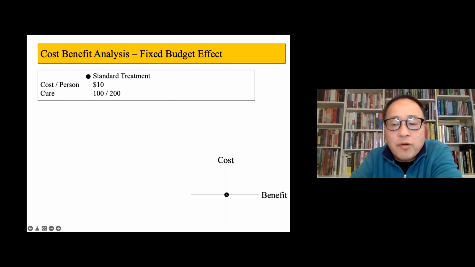And so this is where you are currently in terms of cost. The cost is $10 per person, and the benefit is that about half the people who get treated will be cured.